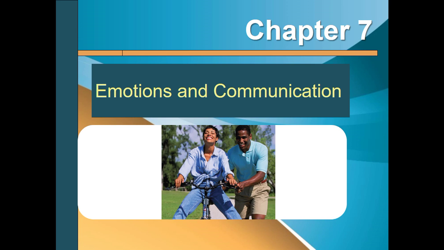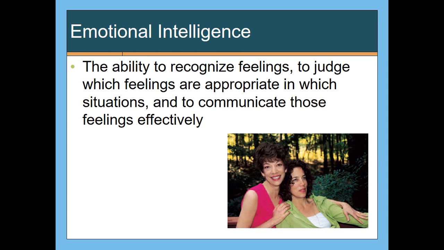In chapter 7, we talk about emotions and how our emotions affect our communications and our relationships. So, the first topic that we'll get into is emotional intelligence. And this is the ability to recognize what we're feeling, to be able to recognize what someone else is feeling, and then to be able to use those emotions appropriately in the right ways, in the most effective ways.